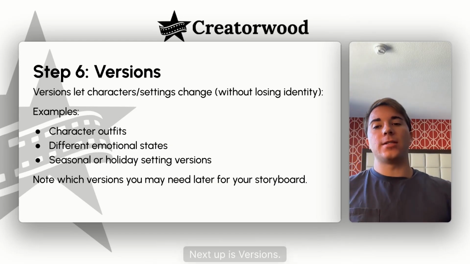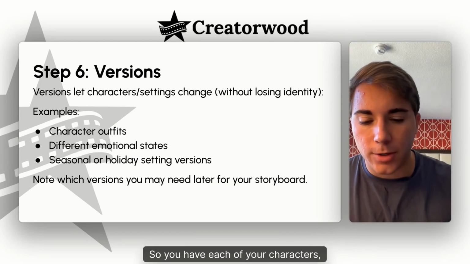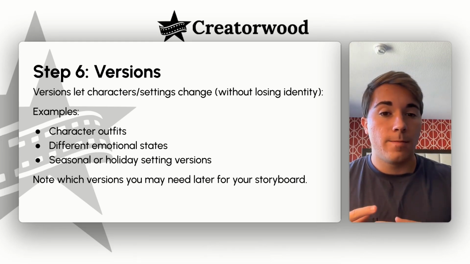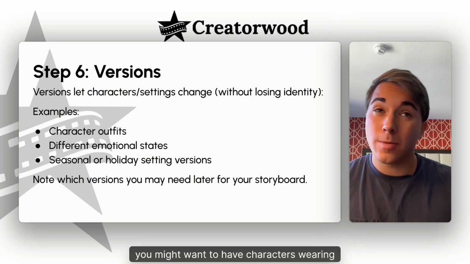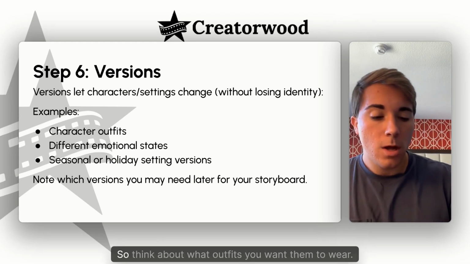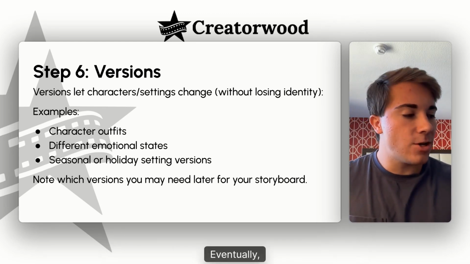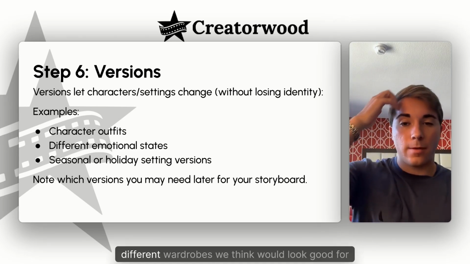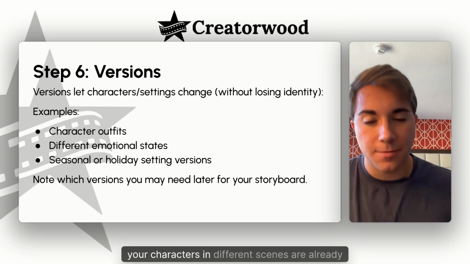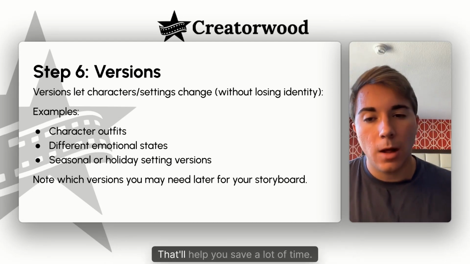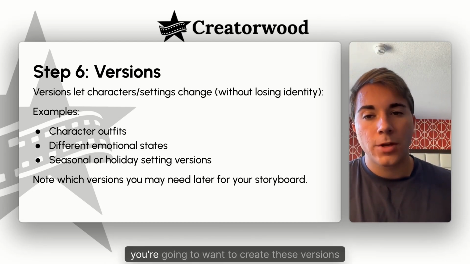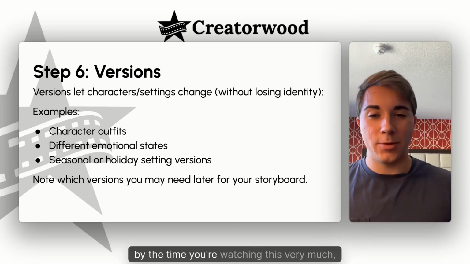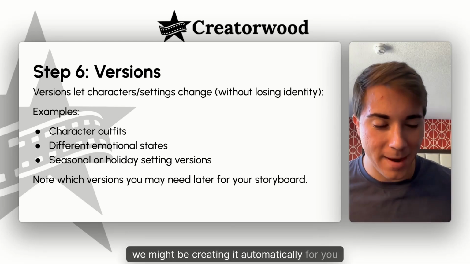Next up is versions. This is so exciting. So you have each of your characters and you have each of your settings and objects, but there's different versions of each, meaning you might want to have characters wearing different outfits in different scenes. So think about what outfits you want them to wear. Eventually, we're going to have the movie machine automatically generate versions for you so that different wardrobes we think would look good for your characters in different scenes are already there. That'll help you save a lot of time. For now, though, you're going to want to create these versions manually. And by the time you're watching this, we might be creating it automatically for you anyways.